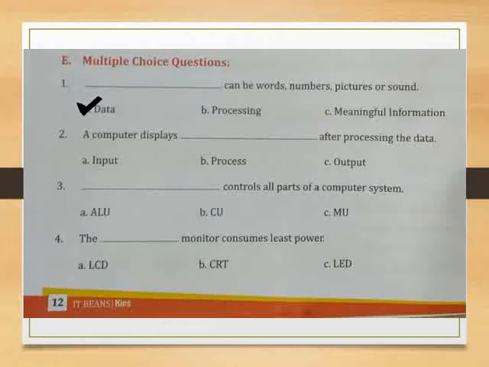Next, a computer displays dash after processing the data. Okay, so input is what we are taking from the user. So it can't be displayed after processing, and process is what we are doing. So what will be the answer? It will be output. Next, a dash controls all the parts of computer. Who controls all the parts of computer? It is CU, control unit.